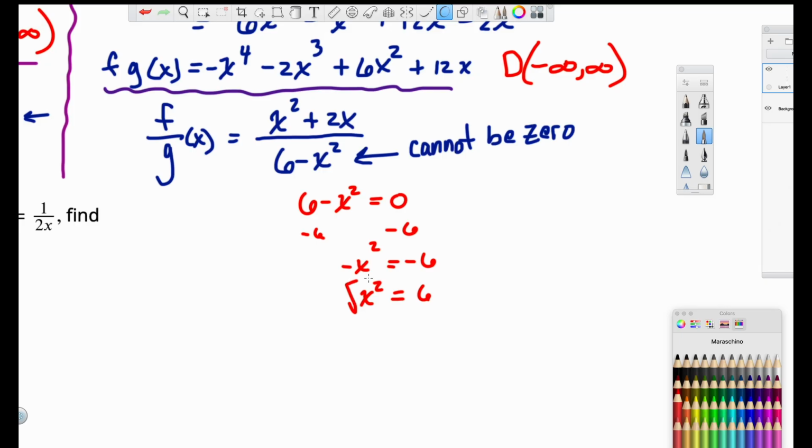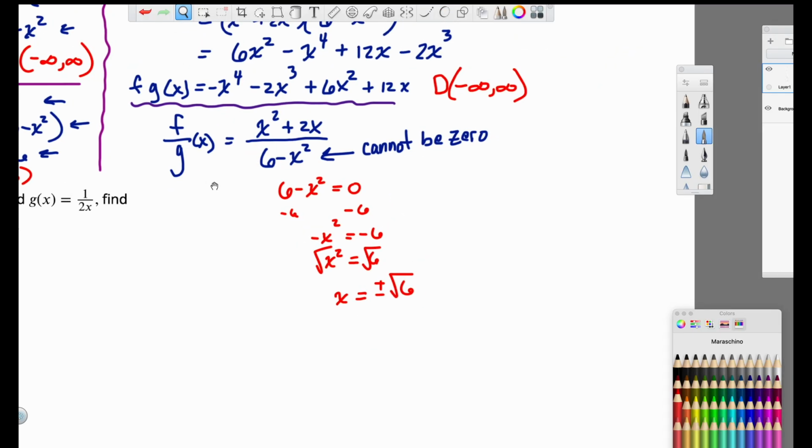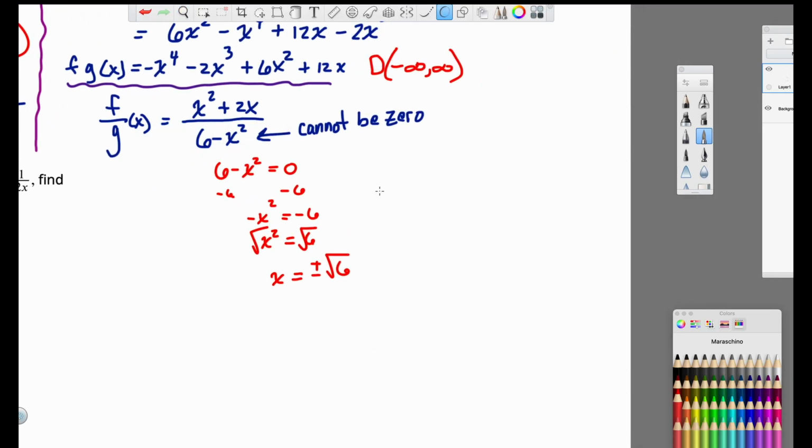Now we have to take the square root of both sides, but I want you guys to be careful here. When we take the square root, we get plus or minus root 6. Plus root 6 or negative root 6 will not work in here. It'll give us a divide by 0 situation. All right, so this means my domain is going to go from negative infinity to negative root 6. Okay? Below negative root 6 is fine.